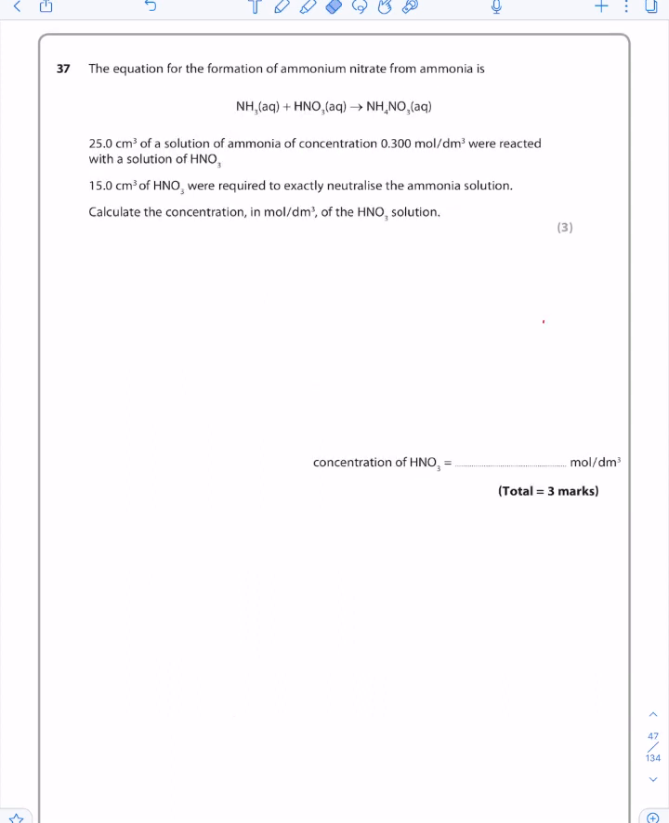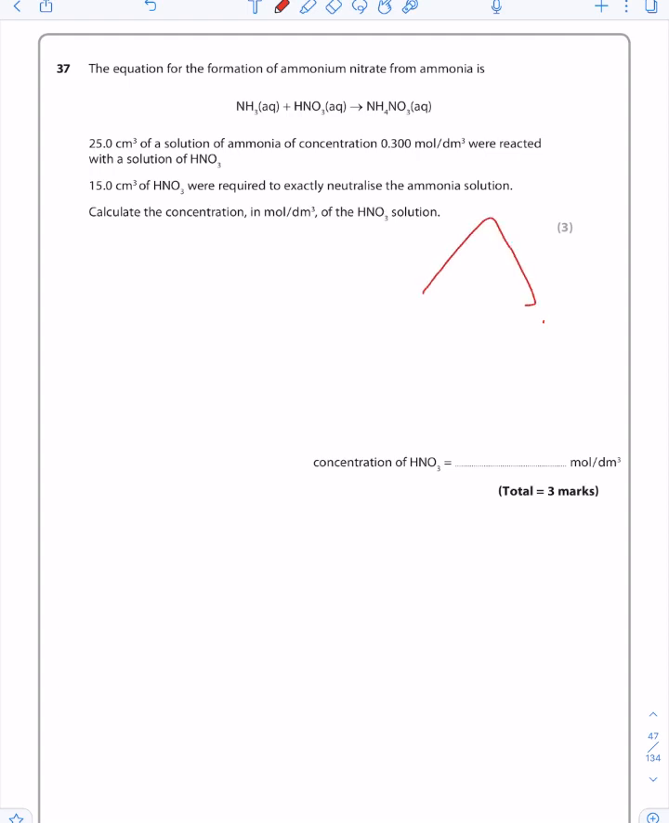The equation for the formation of ammonium nitrate from ammonia: ammonia plus nitric acid gives ammonium nitrate. 25 cubic centimeter of solution of ammonia of concentration 0.300 mole per cubic decimeter were reacted with solution of nitric acid. 15.0 cubic centimeter of nitric acid were required to neutralize ammonia solution. Calculate the concentration in mole per cubic decimeter of nitric acid.